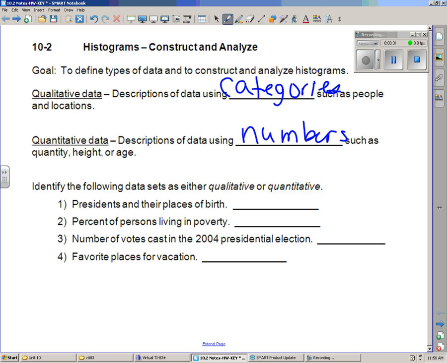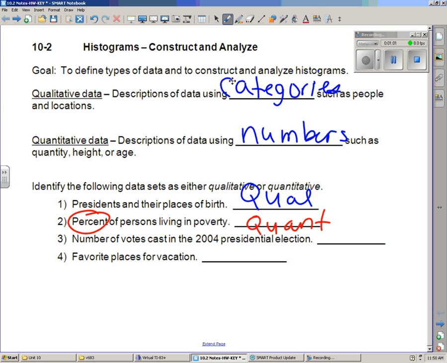So if you identify the following as either qualitative or quantitative, presidents and their places of birth has nothing to do with numbers. It has to do everything with categories. So this would be qualitative. It's going to put QUAL. The next one, percent of people living in poverty. Well, percent deals with numbers, so that would be quantitative. Again, I'm just abbreviating these for now, but you can write them all out.